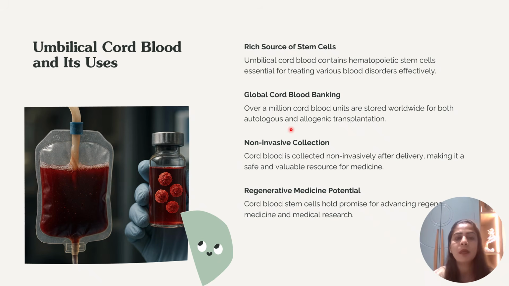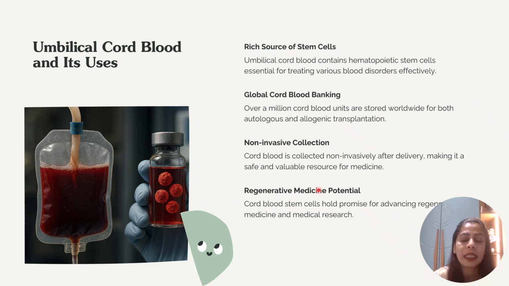Next is global cord blood banking. Over a million cord blood units are stored worldwide for both autologous and allogenic transplantations. Just like a regular bank saves money for the future, a cord blood bank saves these cells. The scope of this is there are over a million units of this blood stored all over the world. So who can be using this? Who uses it? It can be used for the person who donated it, autologous, or for someone else who is a match, allogenic.